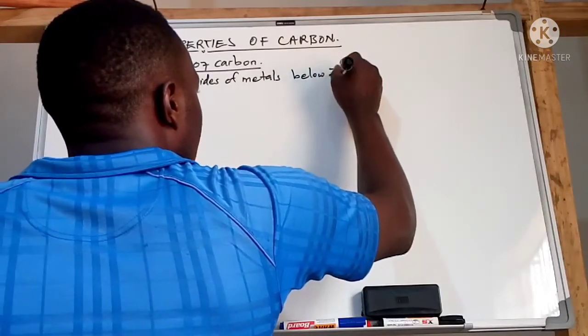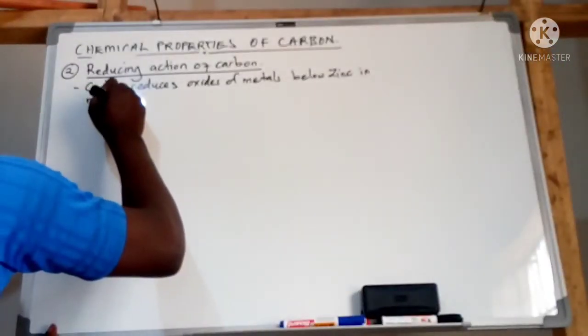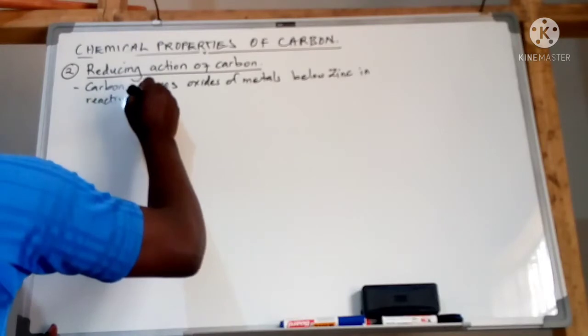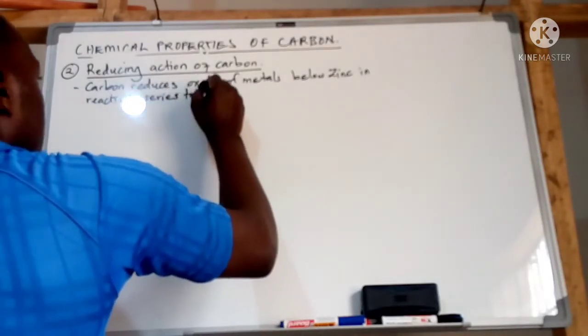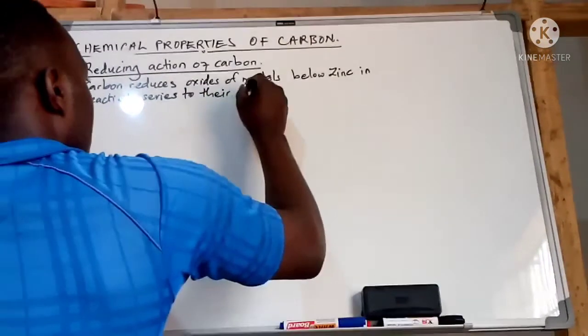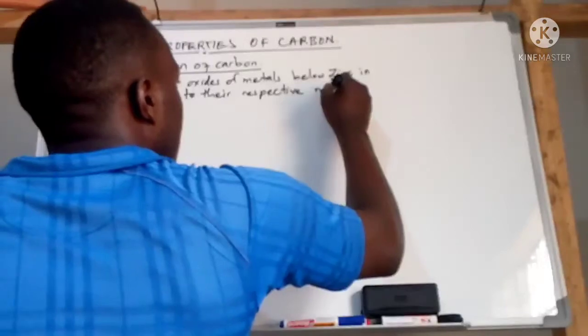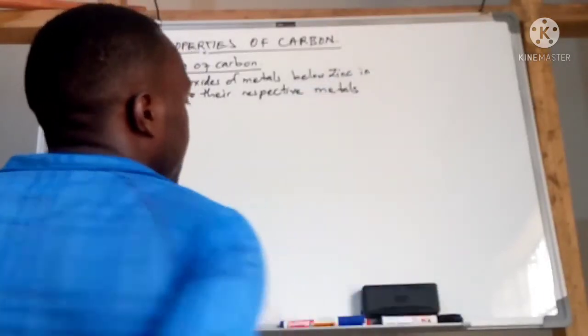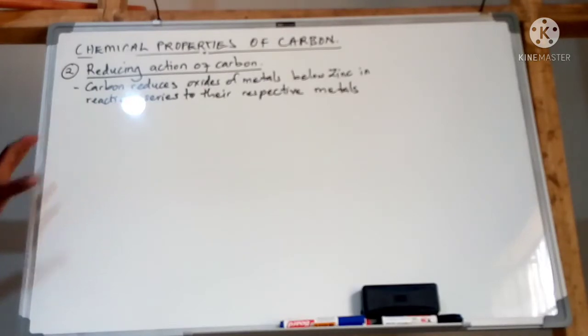below zinc in the reactivity series to their respective metals. Before we write any equation here, we should identify the elements that are below zinc in the reactivity series.